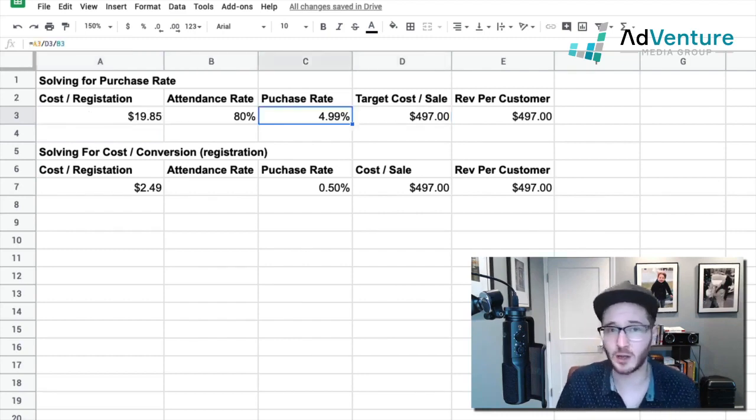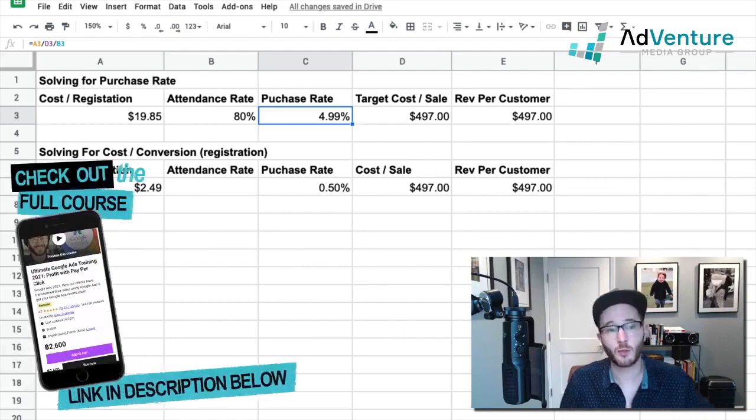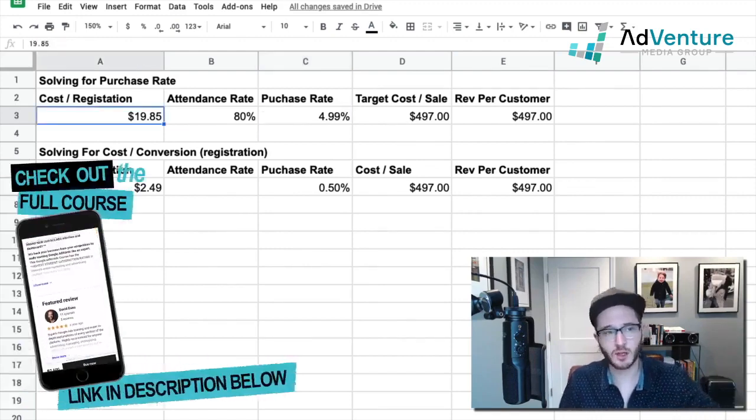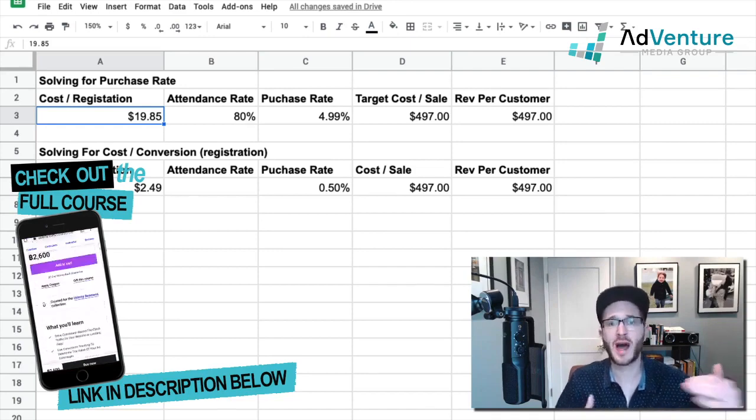Is that realistic? You start answering some questions. Can I increase the quality of my offer? Can I offer a free trial? Can I provide more value? What could I do to push my purchase rate up? Or what can I do to push this cost per registration down? And in most marketing campaigns, you have to do both.